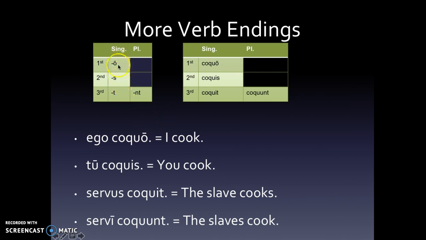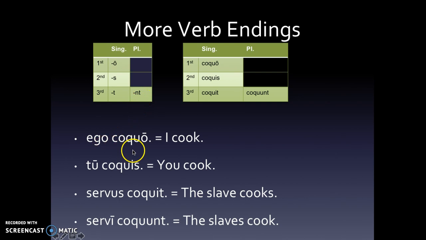So these are our review. O, when the subject of the verb is I. S, when the subject of the verb is you. T, when the subject of the verb is he, she, or it, or a singular subject. And now we can have NT when we have a plural subject.